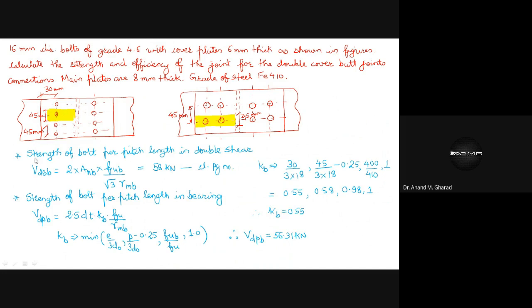So based on our earlier discussion, the strength of the bolt per pitch length in double shear. Why in double shear? Because over here it is given as a double cover butt joint. So I hope this is understood to one and all. A double cover butt joint is given, and therefore it will be double shear. Yes, is this okay?